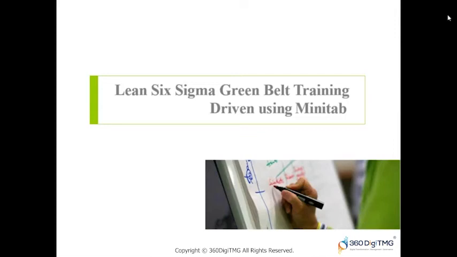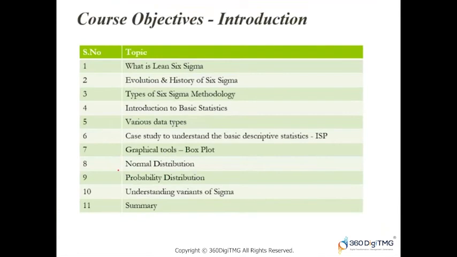Let us get started with Lean Six Sigma Green Belt training, which is driven using a statistical tool called Minitab. Minitab is a graphical user interface tool, which is pretty easy to get started with statistics.